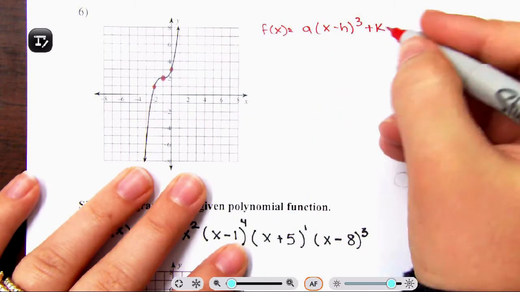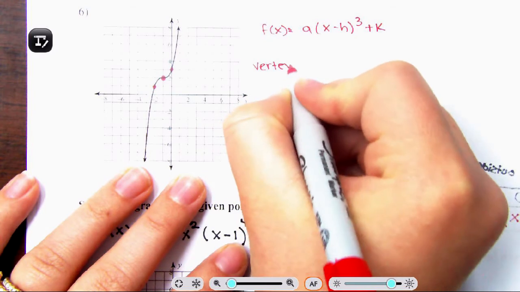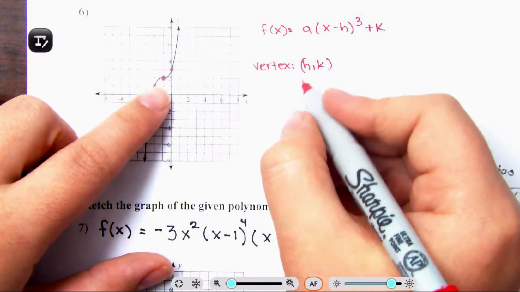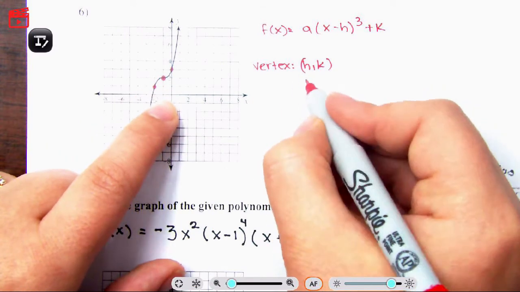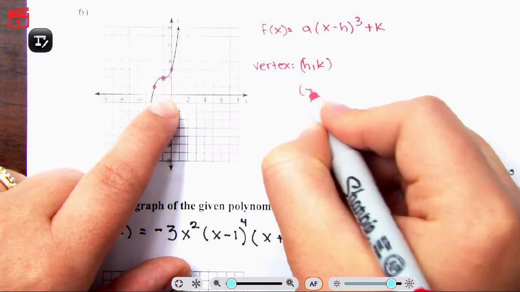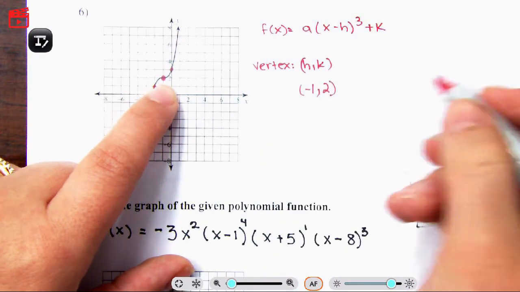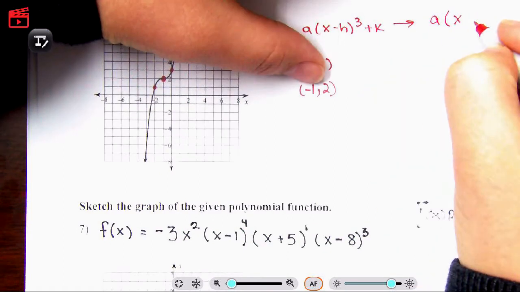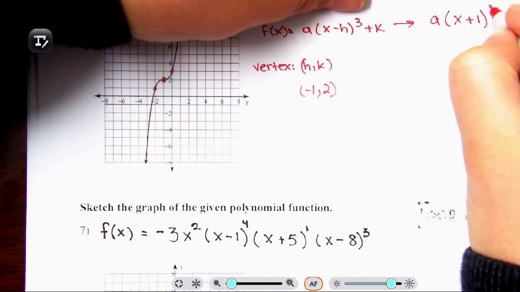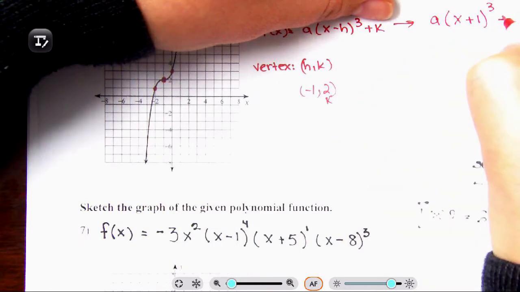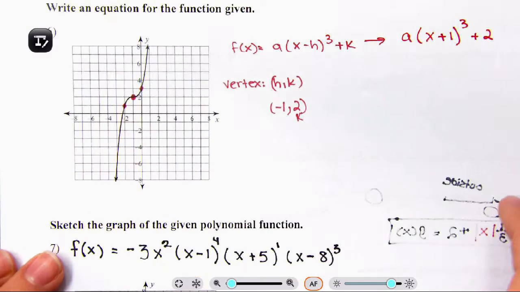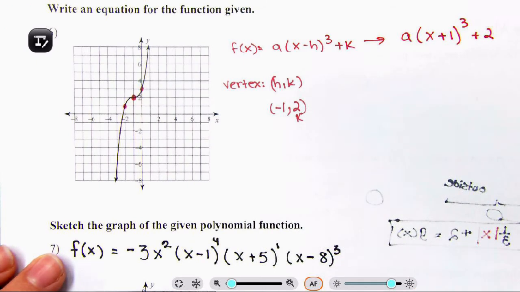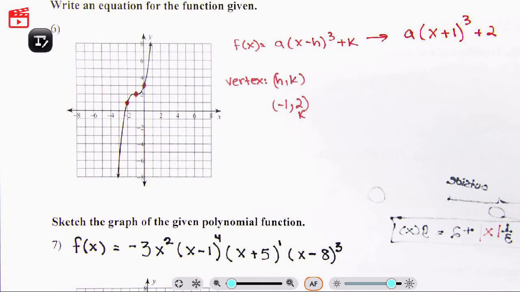Vertex is h comma k. So again, h is always the opposite of what you see. So what is our vertex? We have negative 1 and 2. That's our vertex. So inside our equation, now I'm doing positive 1 because it's opposite. But then k is whatever you have. So if it's positive, it remains positive. Okay? So once we have our vertex, then we just figure out what a is. A is you choose whatever point you want to, that's not the vertex, and you solve for a.